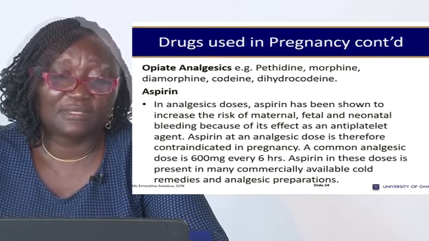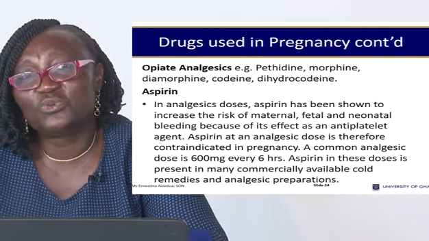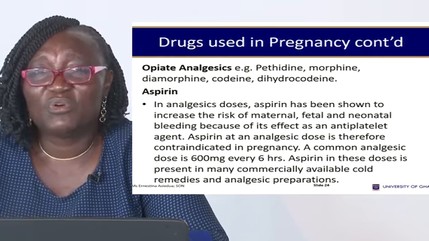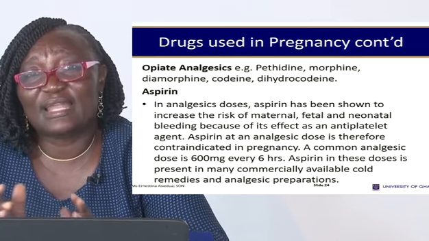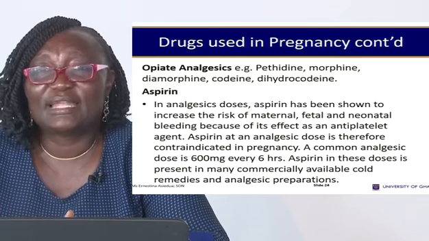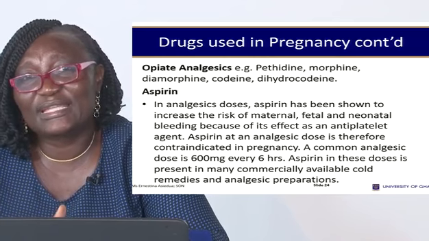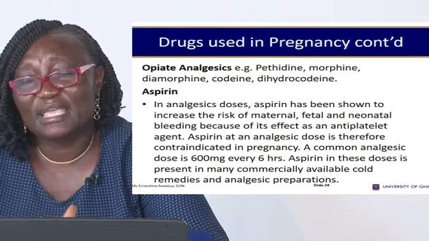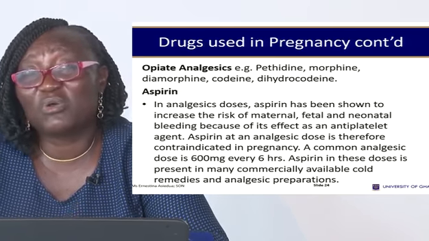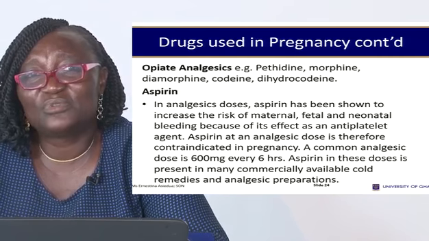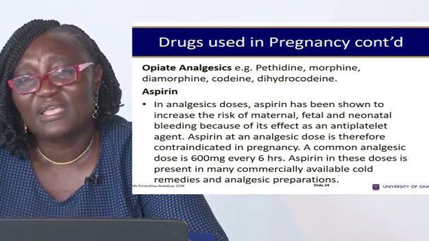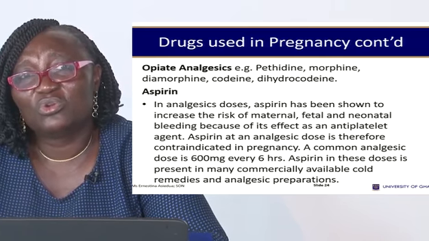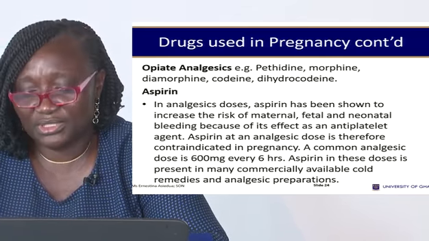And then aspirin. In analgesic doses, aspirin has been shown to increase the risk of maternal, fetal, and neonatal bleeding because it's an anticoagulant and an antiplatelet. Aspirin in analgesic doses is therefore contraindicated in pregnancy. So in pregnancy, if you are using aspirin, it is not for analgesia. Maybe we are using it because of a clot. A common analgesic dose is 600 milligrams every 6 hours. Aspirin in these doses is present in many commercially available cold remedies and analgesic preparations.